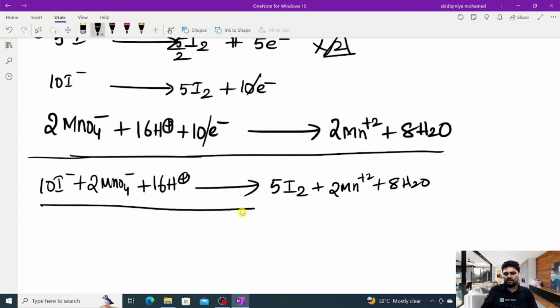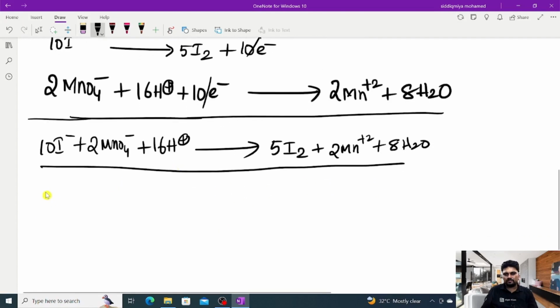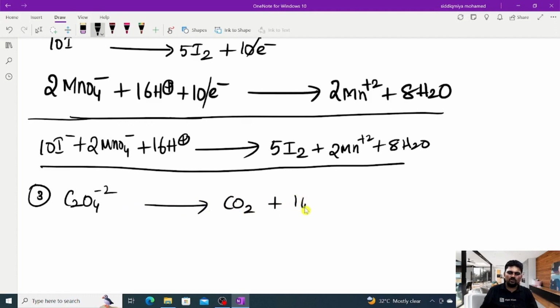Got it? This one. And next, the third one we are having is oxalate, C2O4 2 minus. Oxalate ion will be converted into CO2, and it will give 10 electrons. See here, in oxalate, carbon has oxidation state plus 3, and it has to convert into plus 4. Means each carbon will give 1 electron. So how many moles do we have to take here? 5 moles. So 5 C2O4, each one having 2 carbons, so here you will get 10 CO2.